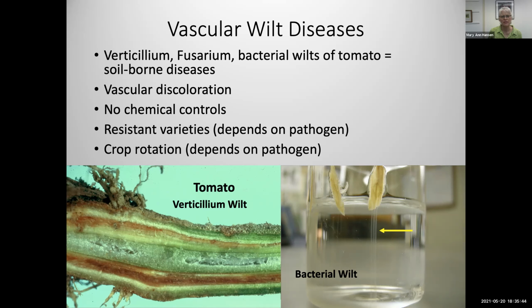But we do have some resistant varieties depending on the pathogen, and you'll see varieties called VFN varieties. The V and F in that, these are tomato varieties, stand for Verticillium and Fusarium. So there are a number of resistant varieties for some of these diseases, and some of them even have multiple resistance, like the Verticillium and Fusarium resistance in the same plant.